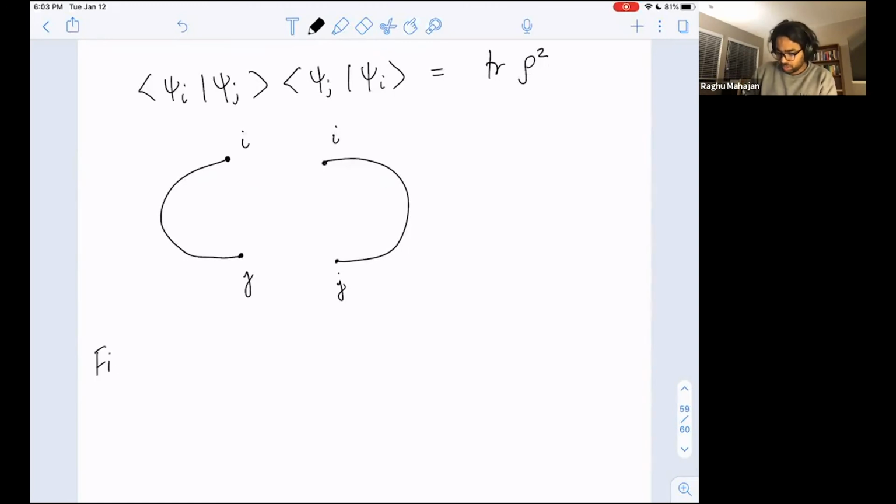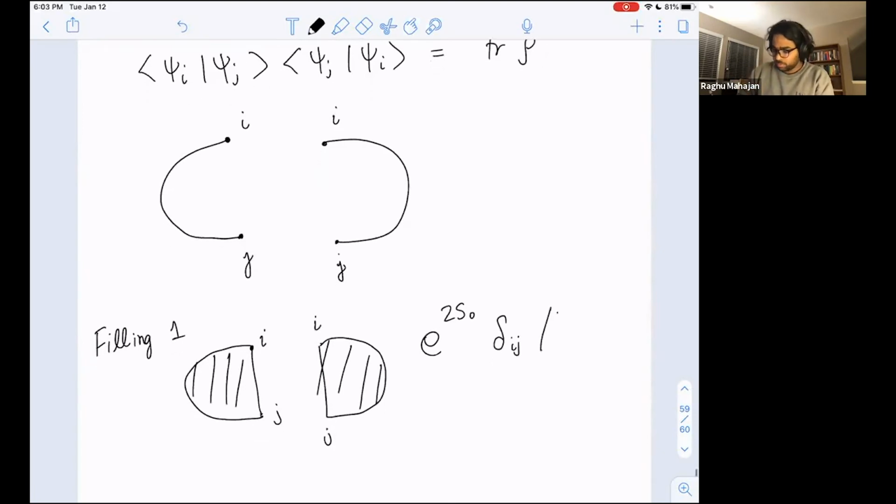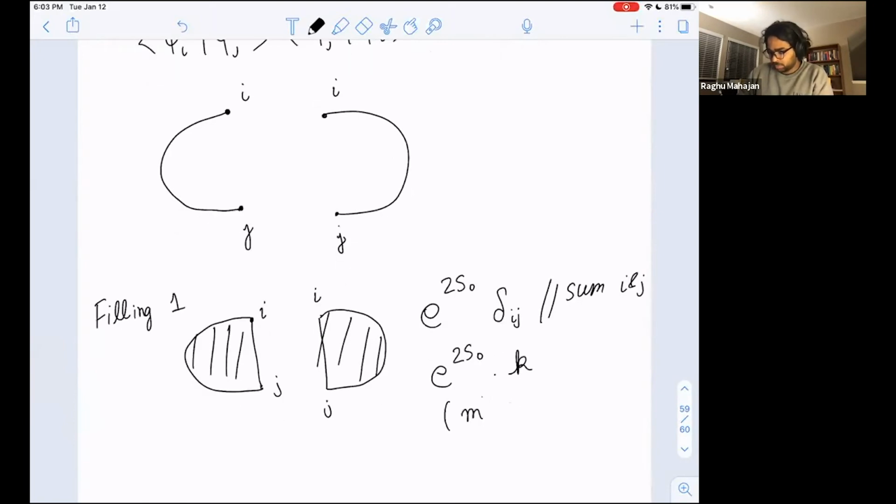Okay, so there are two ways of filling it in. Filling number one is we just make two disks, ij, ij, and we close this up. So there are two disks. We have e to the 2s naught, and we have delta ij, right? Delta ij squared is just delta ij, but then there's a sum over I and j. Delta ij just leaves one sum, so we get e to the 2s naught times k. And this should remind you of a term from last time, like m squared times n. That's that term.